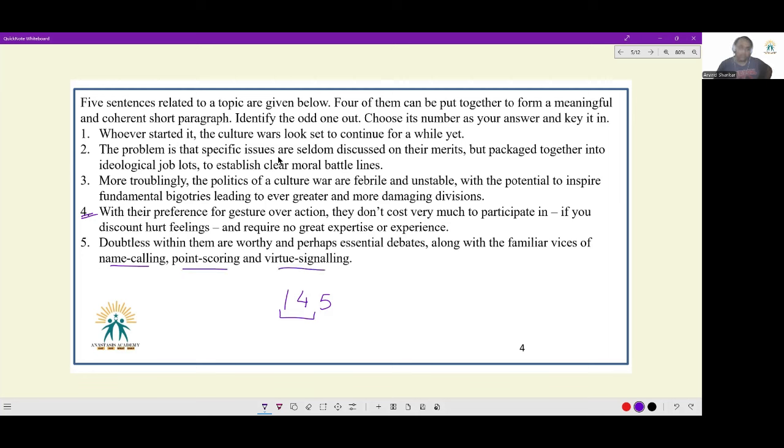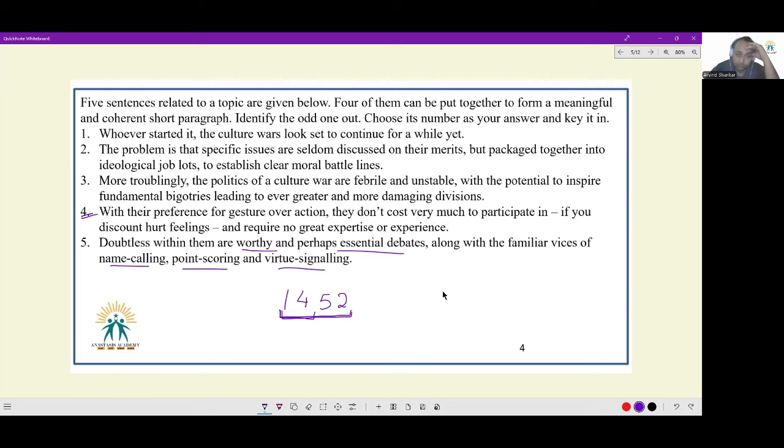The problem is that specific issues are seldom discussed on their merits. There are issues within them that are worthy and perhaps essential debates. The problem is that specific issues are seldom discussed on their merits, but packaged together into ideological job lots to establish clear moral battle lines. 1, 4, 5, 2 would make sense. More troublingly, the politics of a culture war are febrile and unstable. I don't know the meaning of the word febrile, but I'm guessing it is something aligned with unstable. The politics of culture war are unstable, with the potential to inspire fundamental bigotries leading to even greater and more damaging divisions.